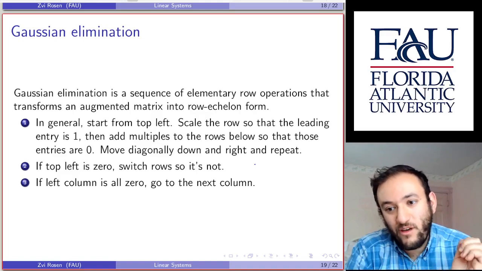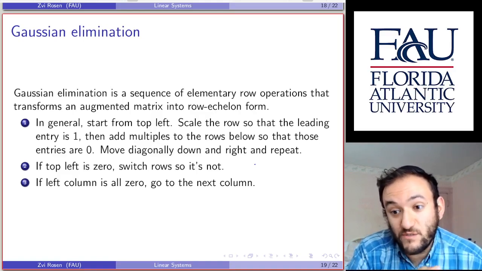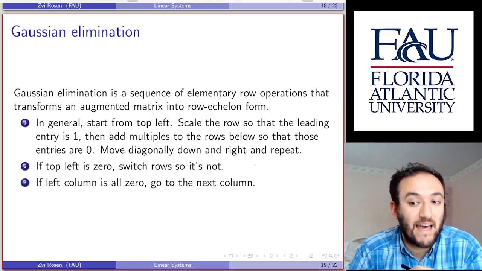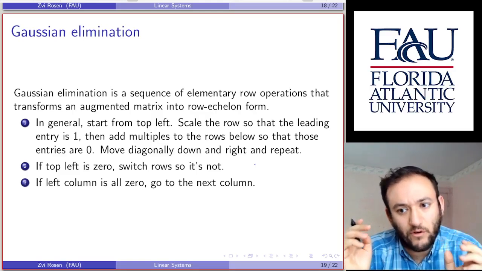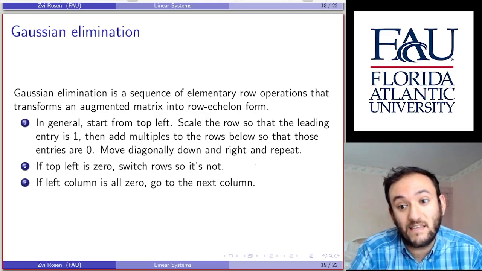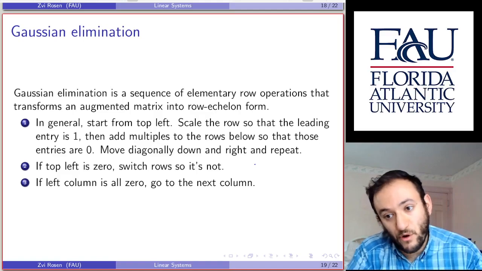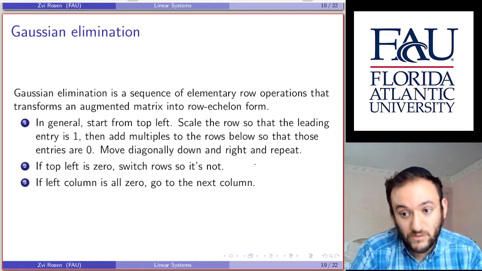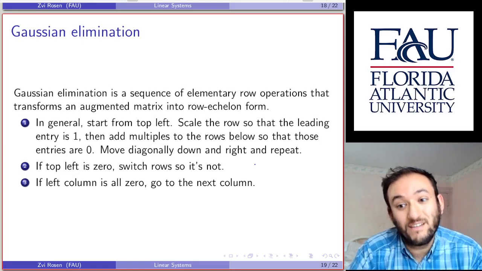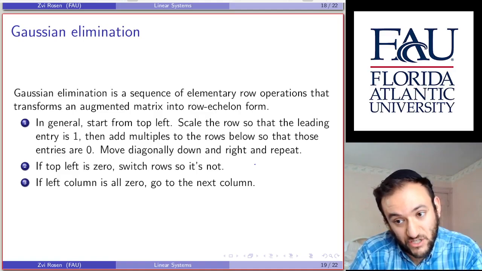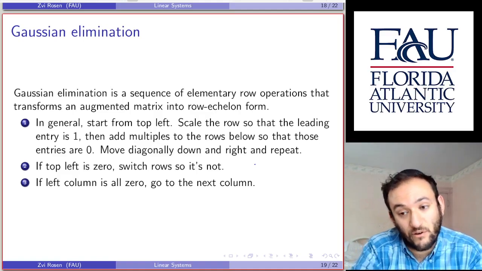So now we know how to manipulate matrices. We do elementary row operations, and we know the matrices that have the easiest form for us to interpret as solutions of the equations, and that's the reduced row echelon form or the row echelon form. And so the process of using those elementary row operations to get to row echelon form is called Gaussian elimination. And here's how it goes.